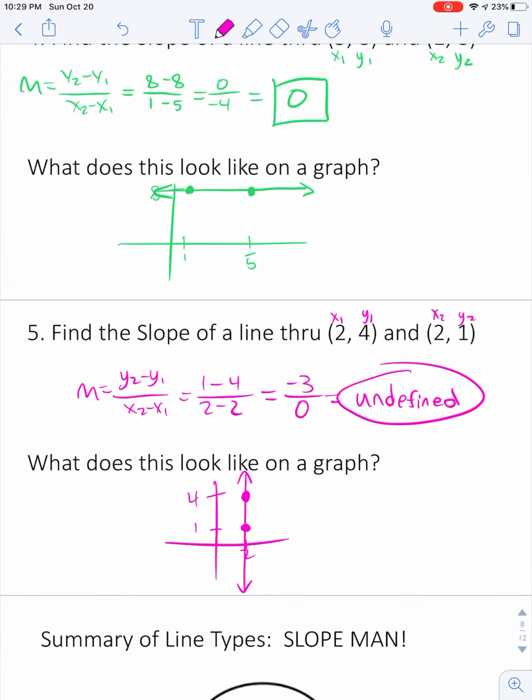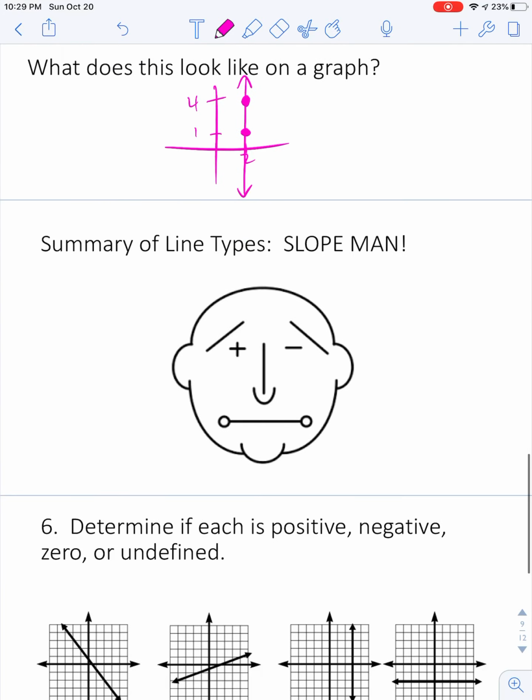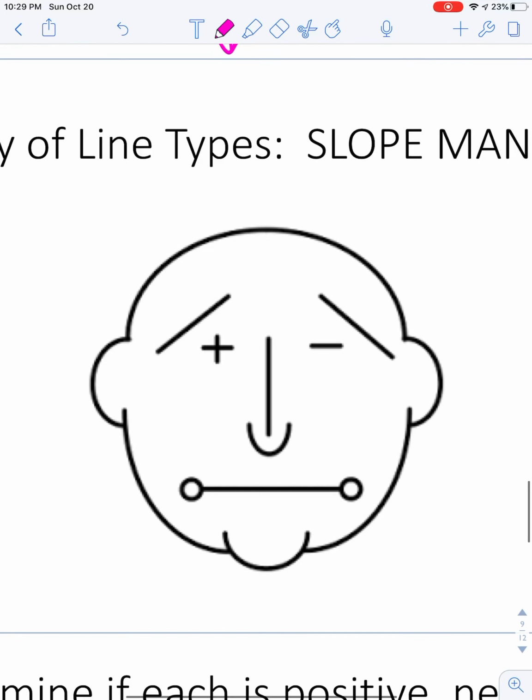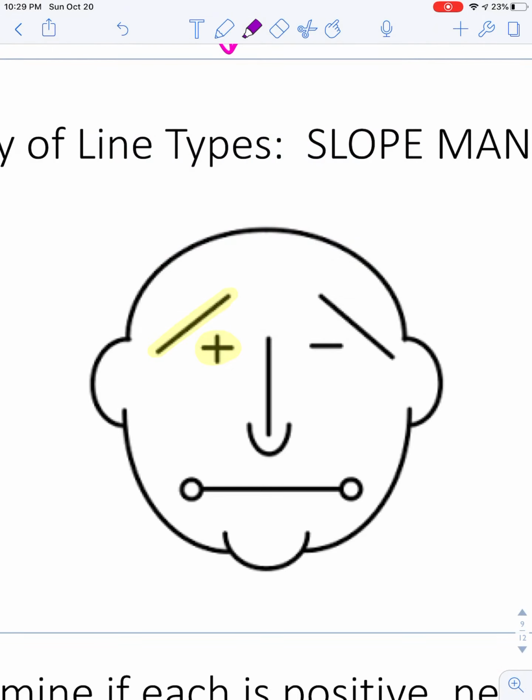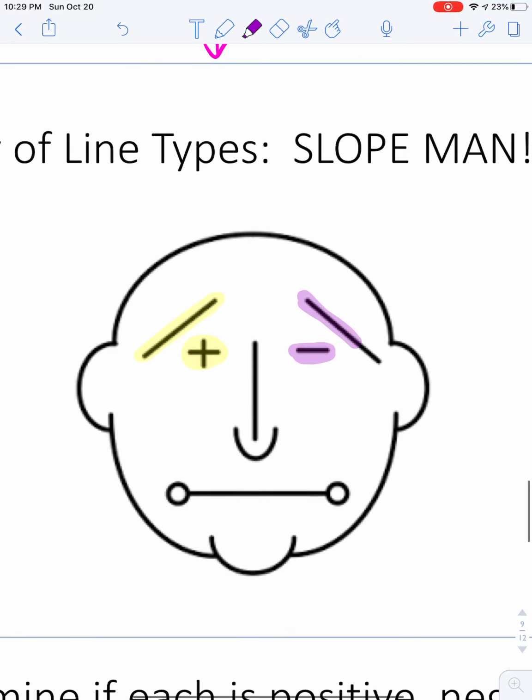A really helpful way to remember undefined and zero is with this guy right here. I like to call him slope man. What slope man tells you is that when you have a positive slope, you're going to see an increasing line. You're going to see a line that goes up from left to right. When you have a negative slope, what you're going to see on the graph is a decreasing line, a line that falls.